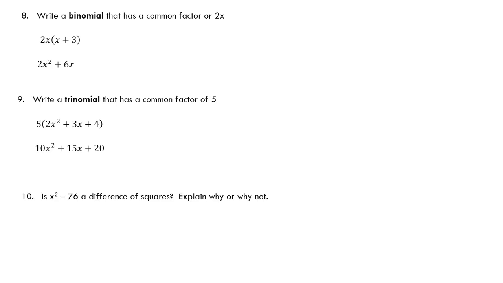Question 10 asks, is x squared minus 76 a difference of squares? Explain why or why not. So for it to be a difference of squares, the first term has to be a perfect square, the second term has to be a perfect square, and it has to be separated by a negative sign. Well, x squared is a perfect square. It is separated by a negative sign, but 76 is not a perfect square. Therefore, this is not a difference of squares.